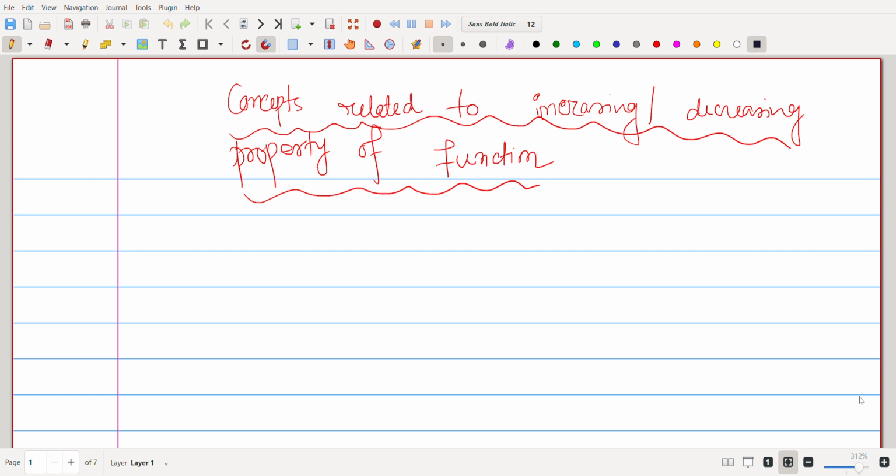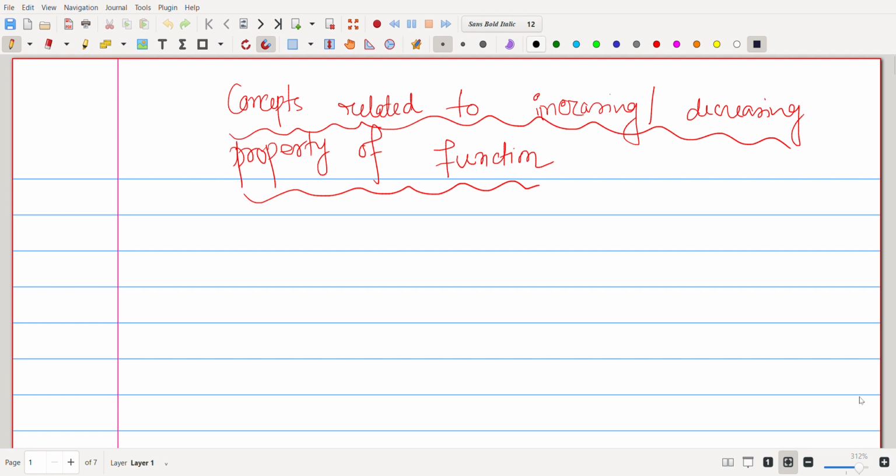So today I am going to discuss an important concept regarding increasing and decreasing property of a function. In the whole video I will be assuming the function to be increasing and do the same, and you just reverse the inequality and you will get all the same results for decreasing function. Okay, so let's start.